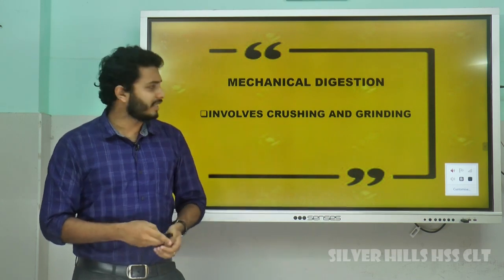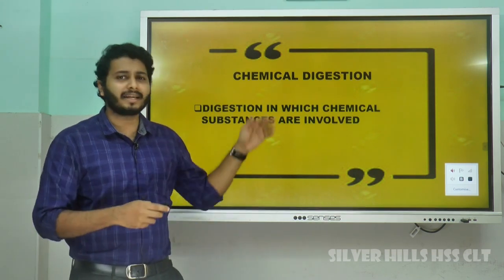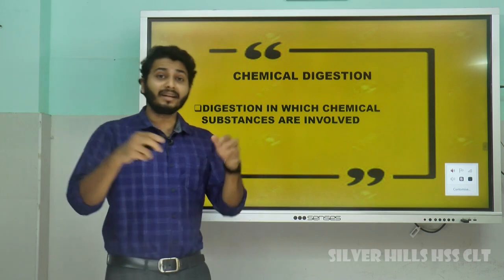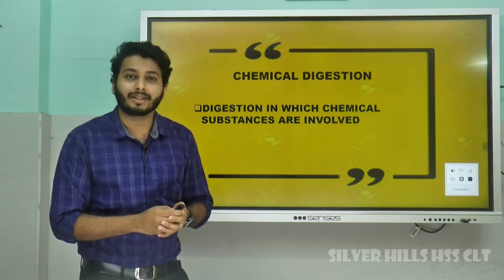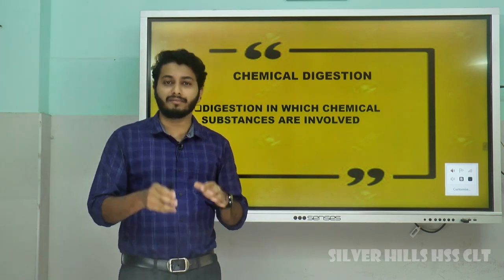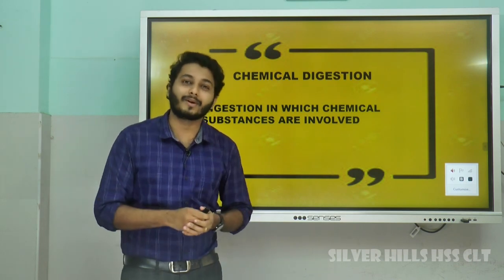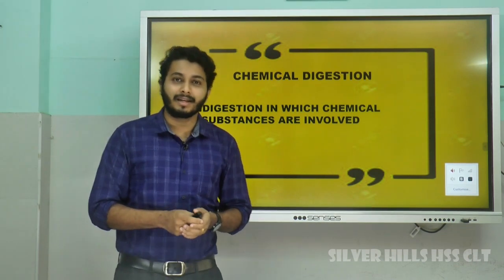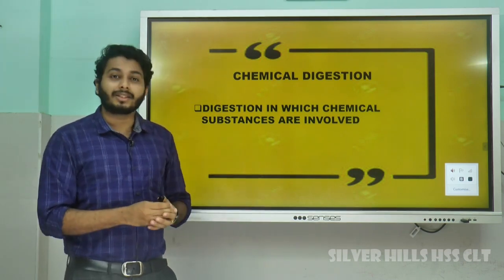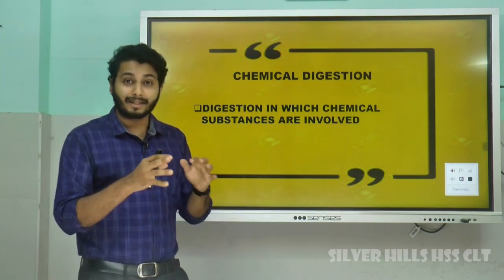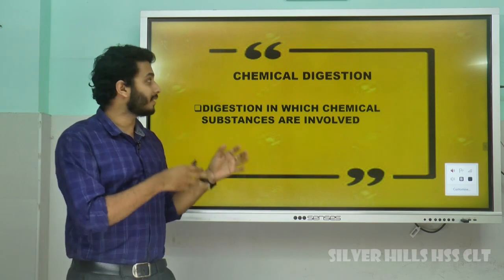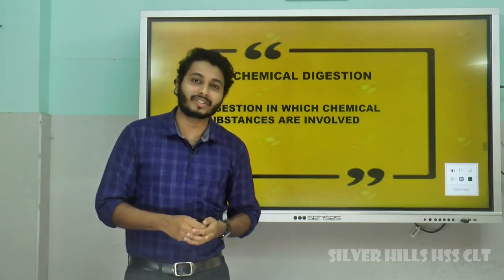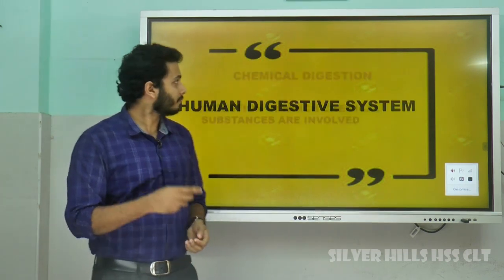The next type of digestion is chemical digestion. Chemical digestion is a type of digestion in which certain chemical substances are involved. These chemical substances are called enzymes. Many digestive enzymes are there in our body, and this is the type of digestion in which these enzymes are involved. Such a type of digestion is called chemical digestion.